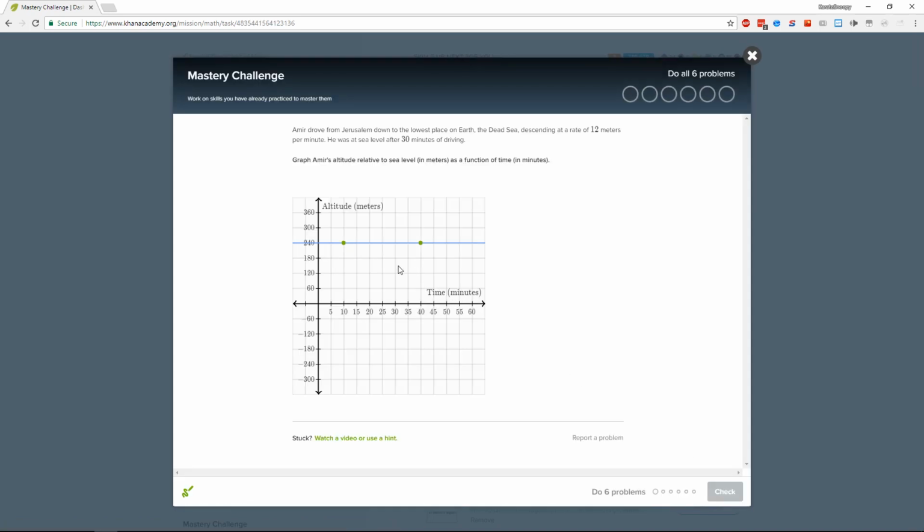All right, making good progress. Descending. Drove from Jerusalem down to the lowest place on earth, the Dead Sea, descending at a rate of 12 meters per minute. He was at sea level after 30 minutes of driving. Altitude, 30 minutes. Descending at a rate of 12 meters per minute.